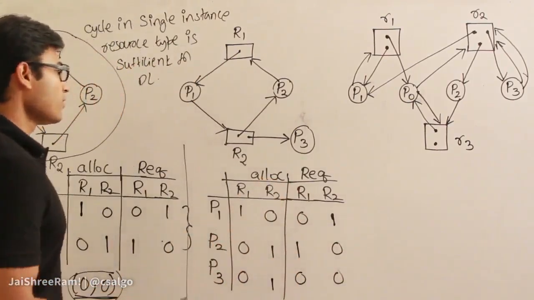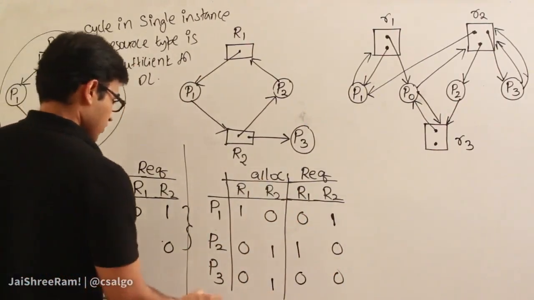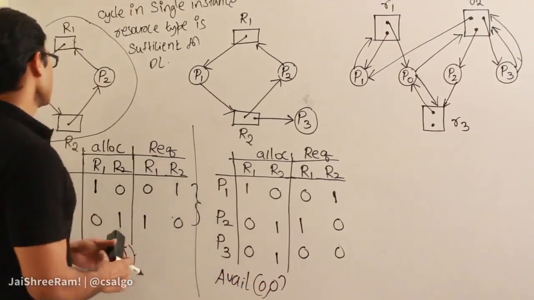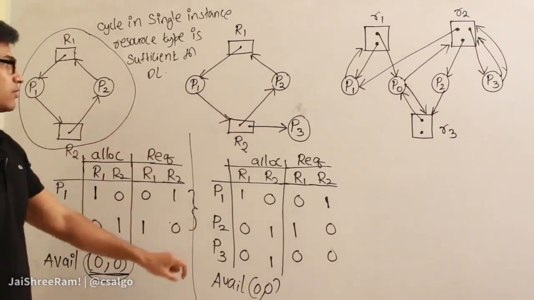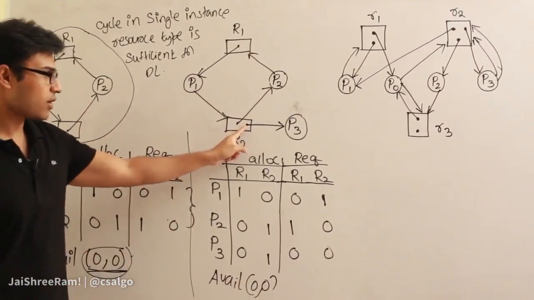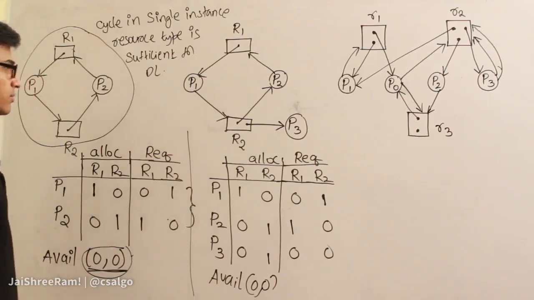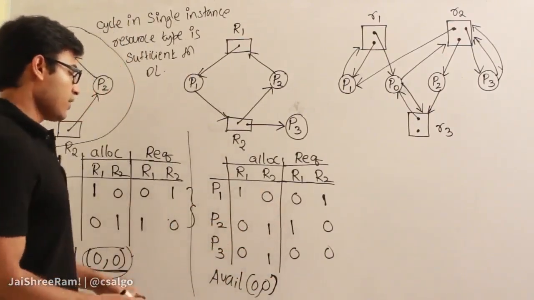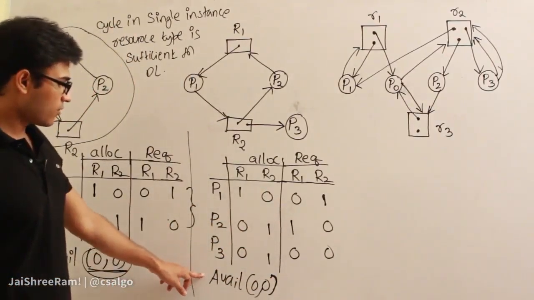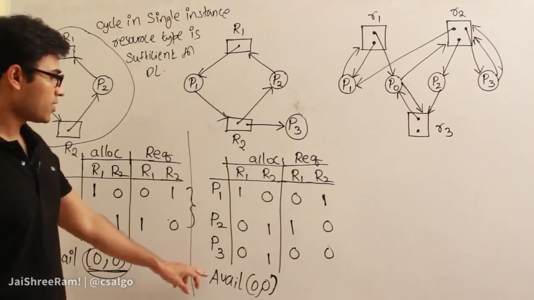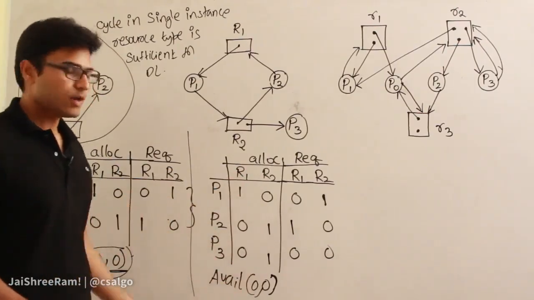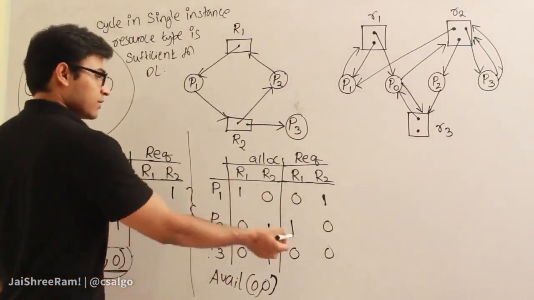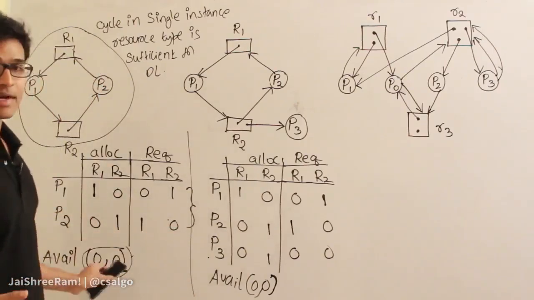What about the availability now? Availability is 0, 0, right? It is same as this one. See, this graph is same as this one, except that there is one more instance of R2 which is taken by P3. Now my question is, what can you say about this state? Can you actually fulfill the requirement of any process using this availability? You cannot fulfill the requirement of any process, but then you are lucky that P3 does not require anything to be fulfilled. P3 is already satisfied, right?